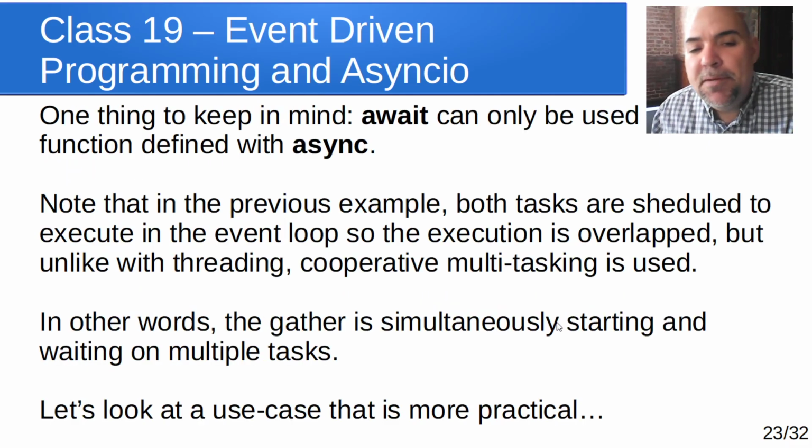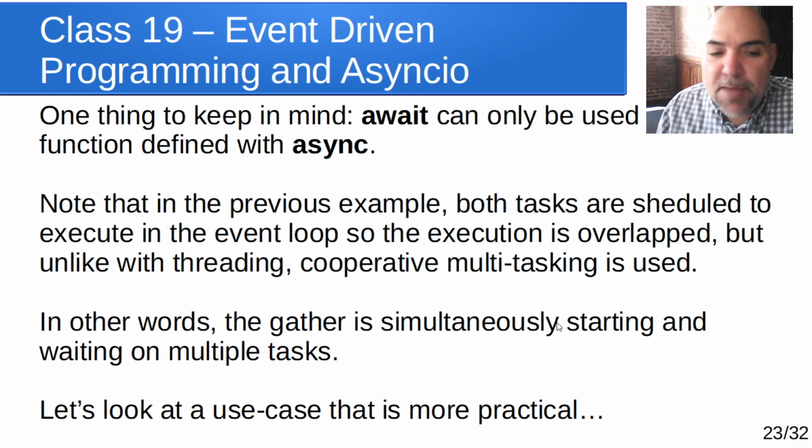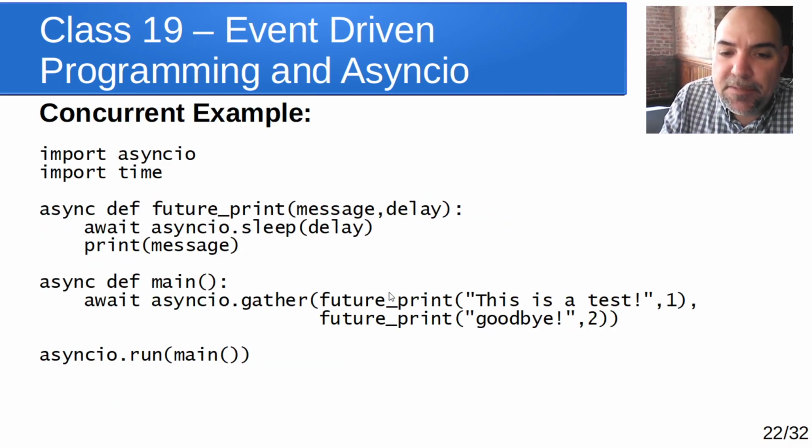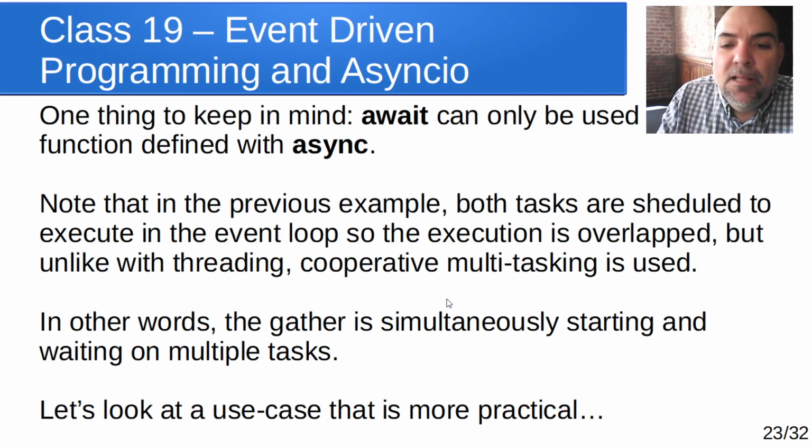Now, one thing to keep in mind is that await can only be used in a function defined with async. In other words, you cannot use await in a normal def function. It has to be an async function. And you'll also note in that previous example, both tasks are scheduled to execute in the event loop so that the execution overlaps. So both tasks, meaning both of these future prints, are overlapping. So they're concurrent with one another.